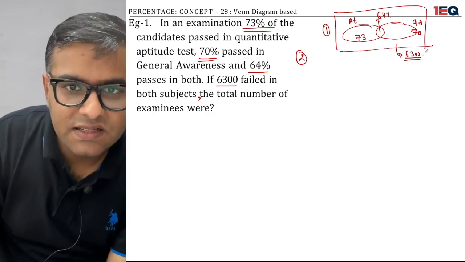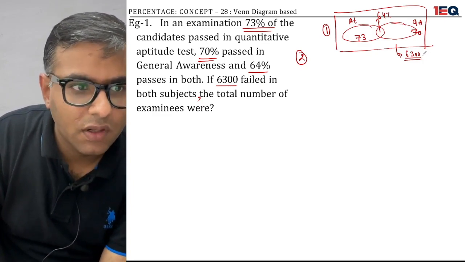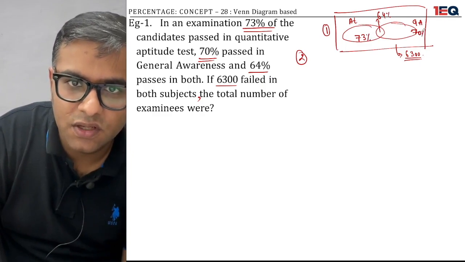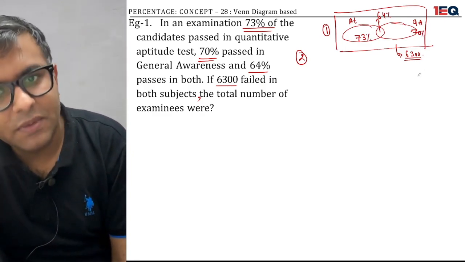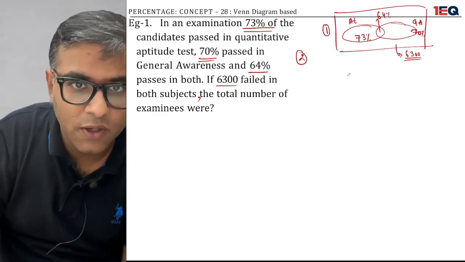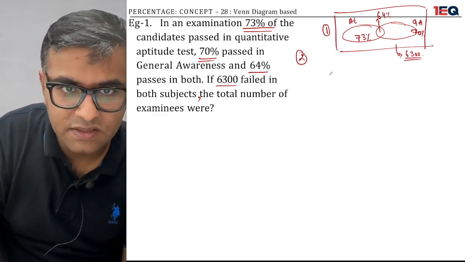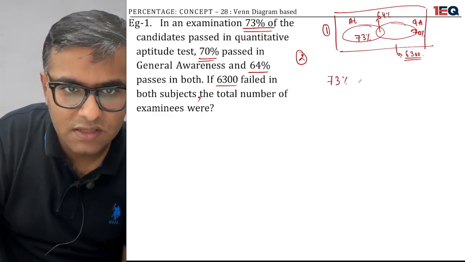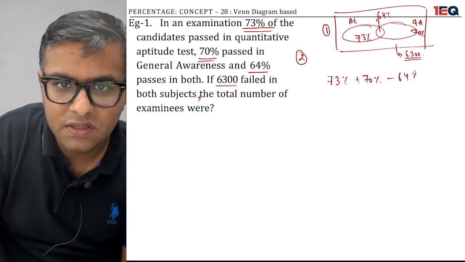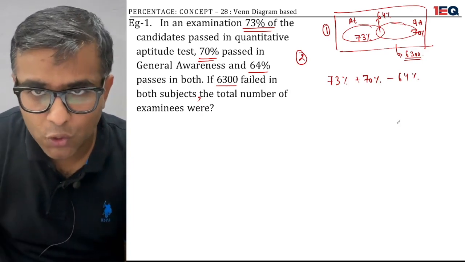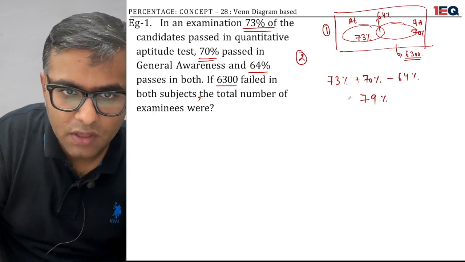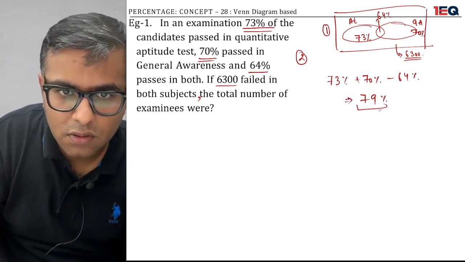So it says 6300 is the number of examinees, and these are all in percentages. Okay, if 6300 is the total number of examinees, then what do I need to do? What I need to find out is the total number of examinees. Okay, so I'll talk about the percentages here. It's 73% is aptitude plus 70% is GA minus 64% once, because there is a double counting which I need to remove. Okay, 64% subtracted from this would give me 79%. 79% of the students passed.